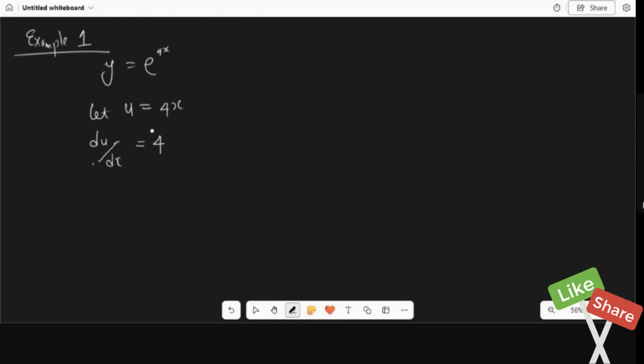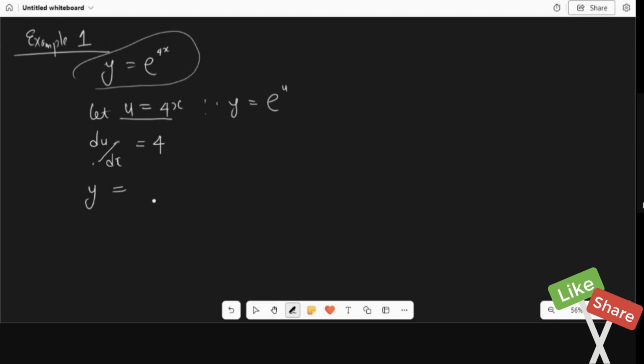So now let's find, that means y is now equal to what? This y, because u is 4x, therefore y is equal to e to the power of what? e to the power of u. Right? Because we said u is this. Am I confusing anyone? Okay.